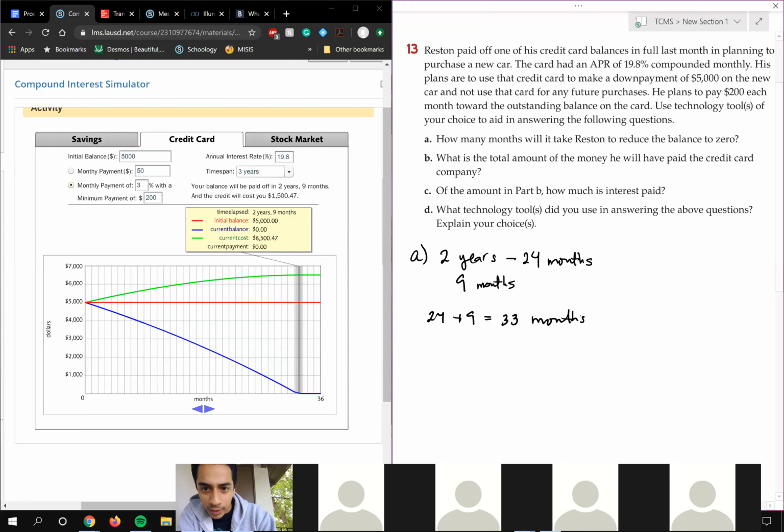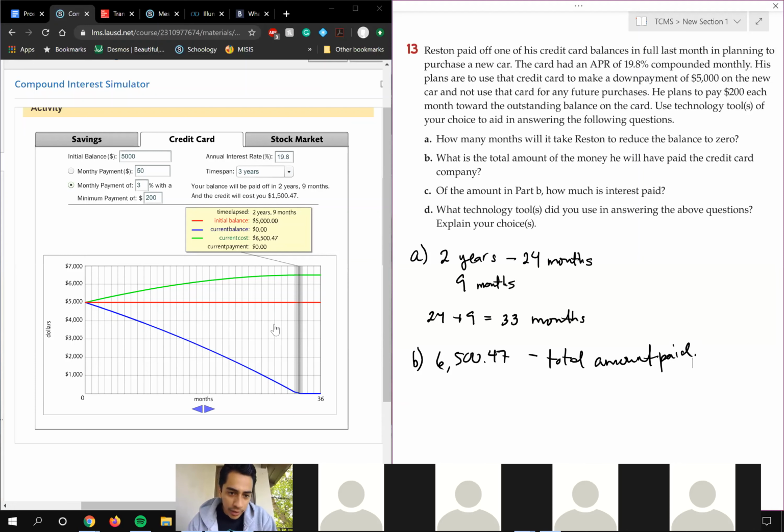All right. Then for part B, what is the total amount of money he will have paid the credit card company? Well, in that case, we can find it just by looking right at the current cost. So we know that's how much he paid. It would be 6,500 with 47 cents. This is total amount paid. And that's represented by the current cost, so whatever is in green.